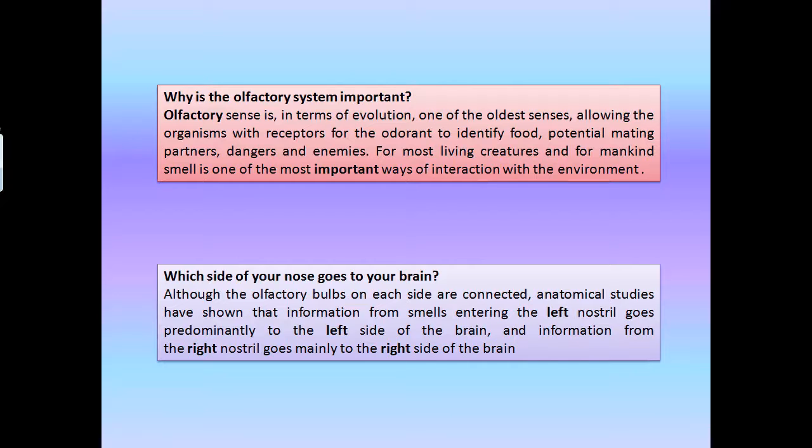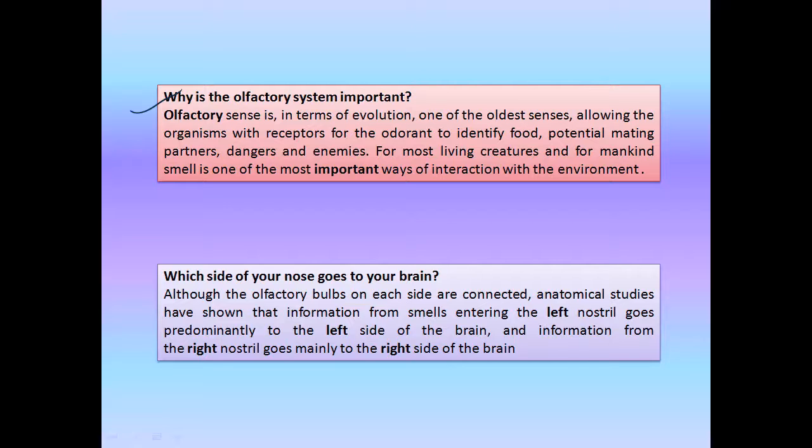So why is this olfactory system important? The olfactory sense, in terms of evolution, is one of the oldest senses, allowing organisms with receptors for odorants to identify food, potential mating partners, dangers, and enemies. So for most living creatures, including mankind, smell is one of the important ways of interacting with the environment. Animals and human beings all use their sense of smell to find food, mating partners, and to sense danger and enemies.